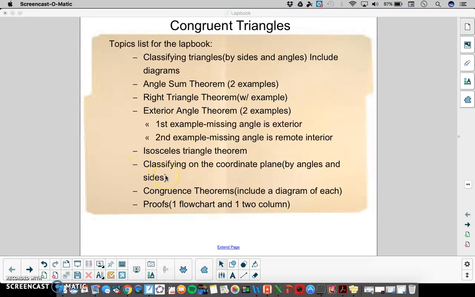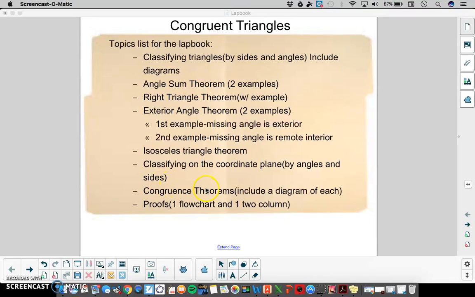You're going to have two examples of classifying on the coordinate plane by angles and by sides. Remember, you need to find slopes and distance in order to classify on the coordinate plane. Finding negative reciprocal slopes means that there's a right angle, and then you find the distances to classify by sides, whether it's scalene, which means no sides are equal, isosceles, which means at least two sides, and equilateral, which means all three are congruent.